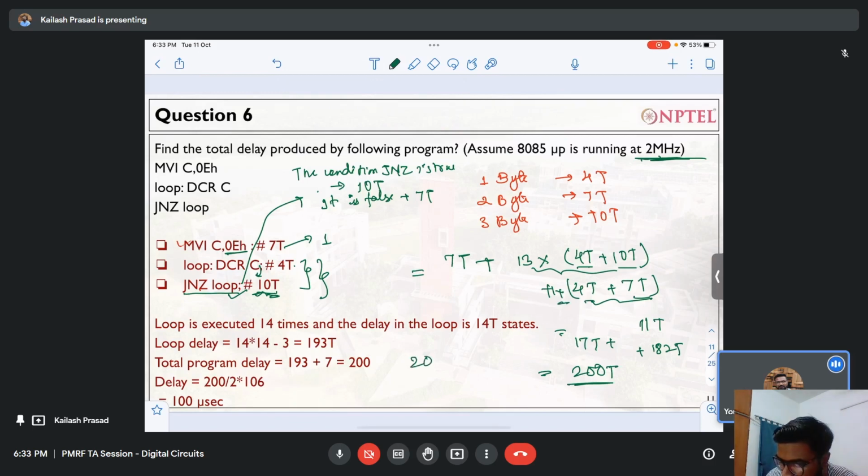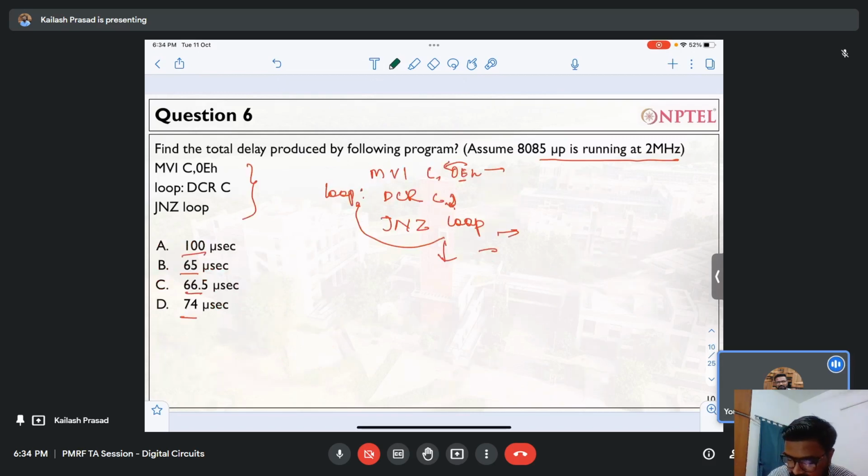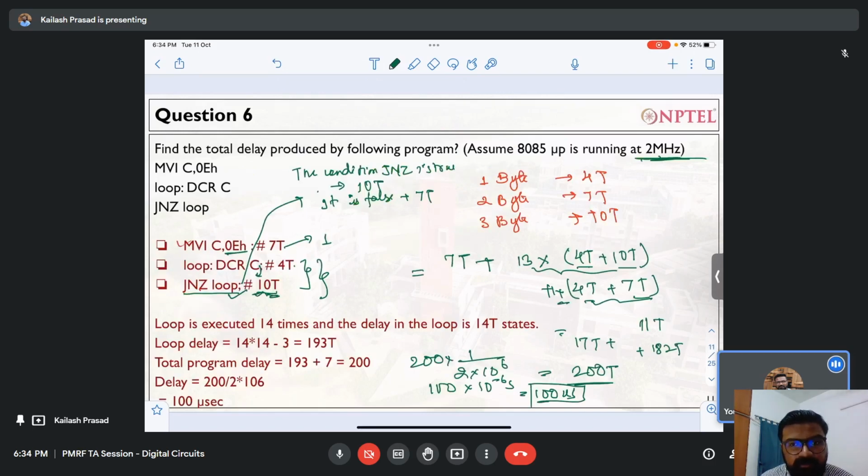Now I have to put the value of t, and it is 2 megahertz. So you multiply by 1 over 2 into 10 to the power 6. It will be 200 divided by 2, which is 100 into 10 to the power minus 6 second. This will be equal to 100 microsecond. So the answer is 100 microsecond, so the answer is A. Just look into this slide and tell me if you have understood or not.